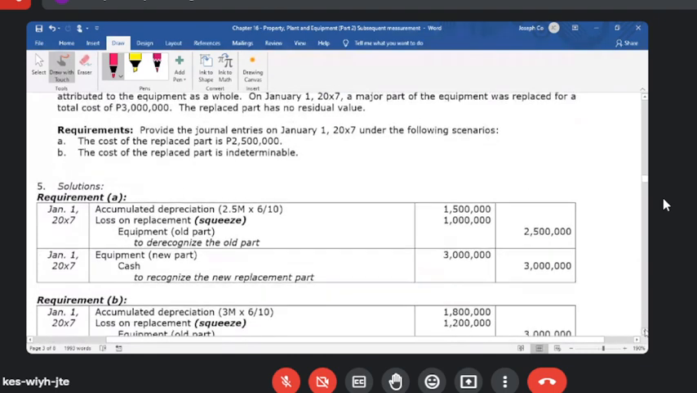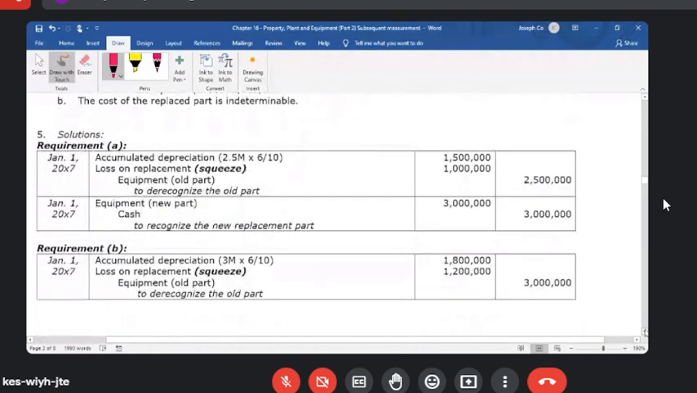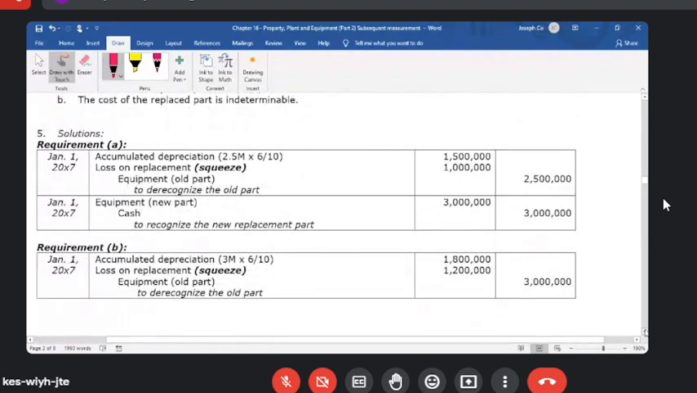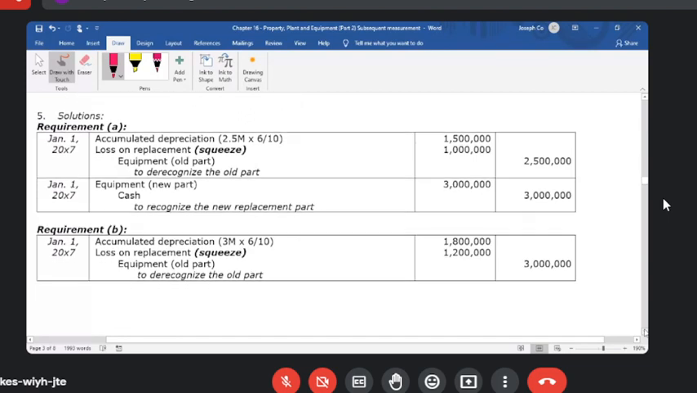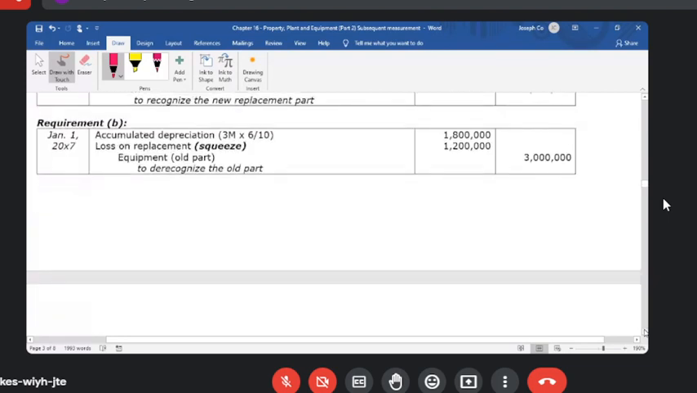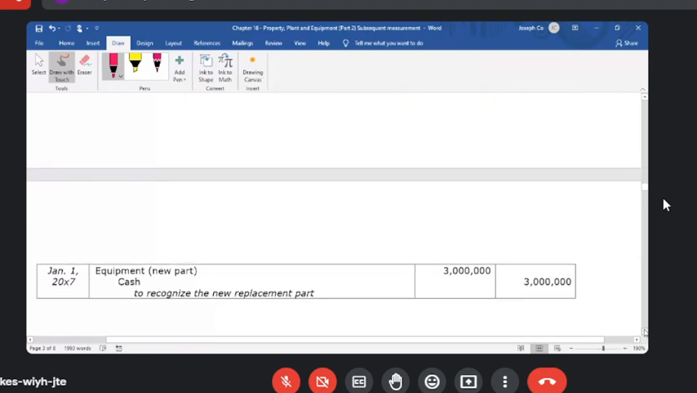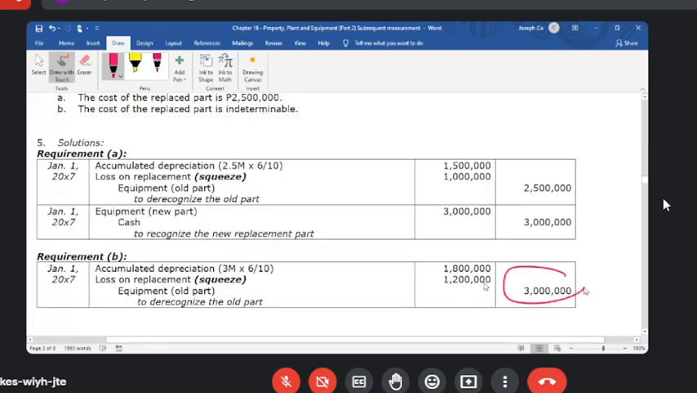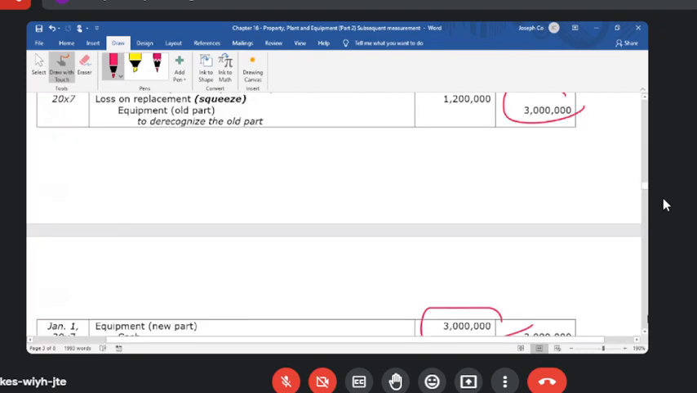On the other hand, indeterminable: we debit accumulated depreciation 1.8, we credit equipment 3 million, and the balancing figure is a loss. And then we debit equipment and credit cash 3 million. Meaning, the 3 million becomes our basis since it is indeterminable. But if determinable, we have no problem, we know it.